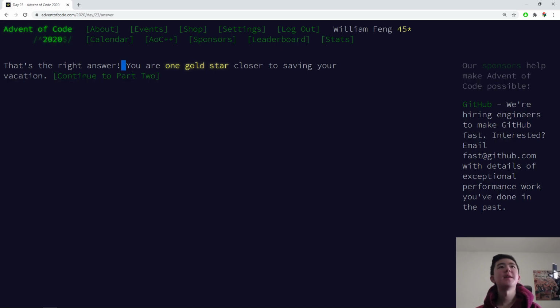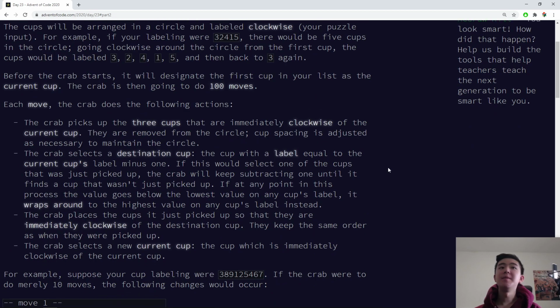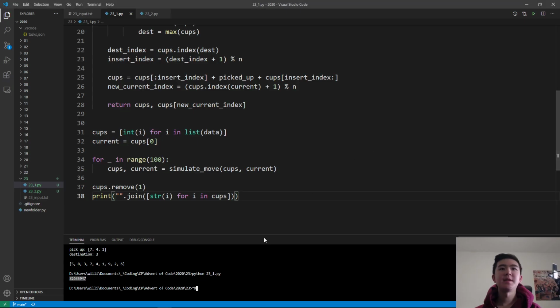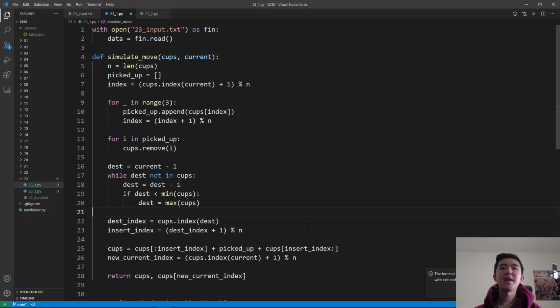Okay, so let's explain. This is a pretty simple problem, I think. It tells you exactly what you need to do, and that's exactly what I did. I didn't do any optimizations. It still ran incredibly quickly, though, so I guess just doing it the lazy way works.